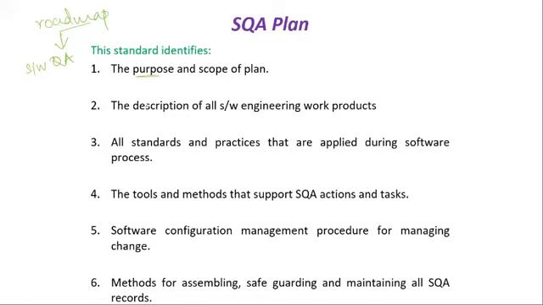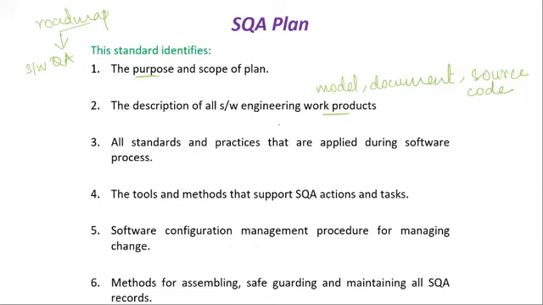Then the next step is the description of all software engineering work products. Now if you remember work products from the first unit, a work product can be a model, or it can be a document, or it can be source code. So these are your different work products. So you need to have the description of all your work products, that is, what is going to be developed. At the end of the day, when you're working on a particular software, you can have a model, a document, some source code. So you need to have a description of all the work products.